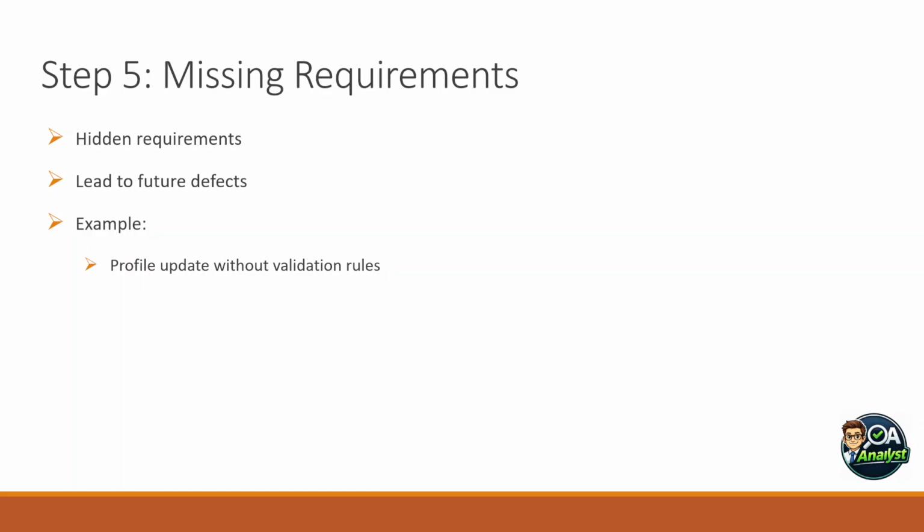So let us take an example. User can update profile. Now a tester must think, which fields can be updated? Can email be updated? Is OTP required? Is there any validation rule? If these questions are not clarified now, bugs will appear during UAT or production. That's why any missing requirement should be identified.